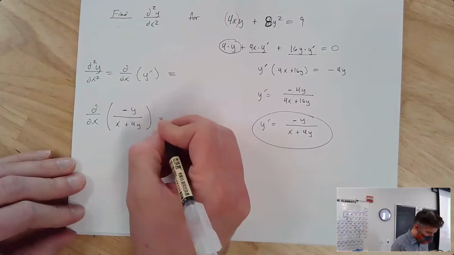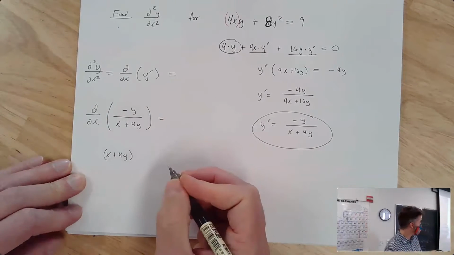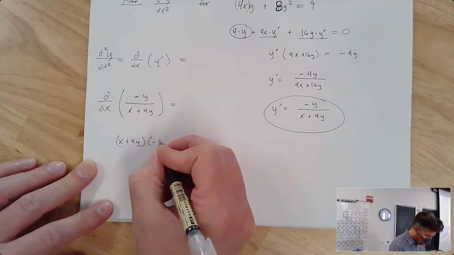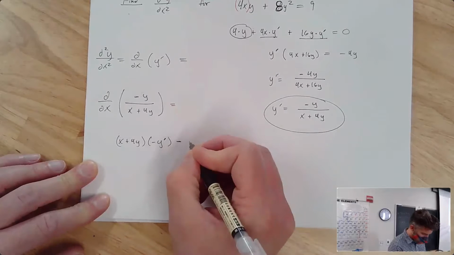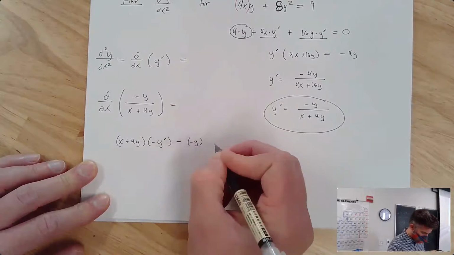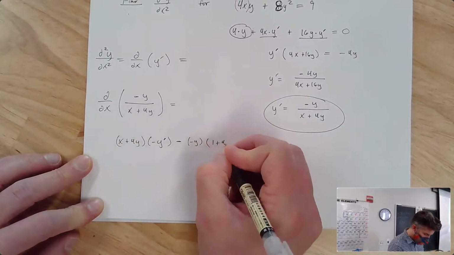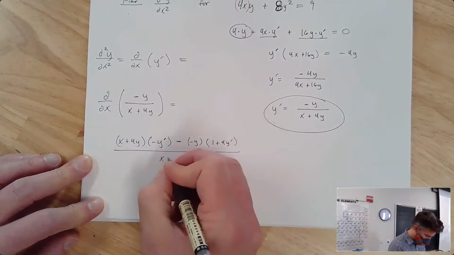So it's going to be the bottom times the derivative of the top. Now be careful. The derivative of negative y is negative y prime, minus the top times the derivative of the bottom. The derivative of the bottom is 1 plus 4y prime, all divided by the denominator squared.